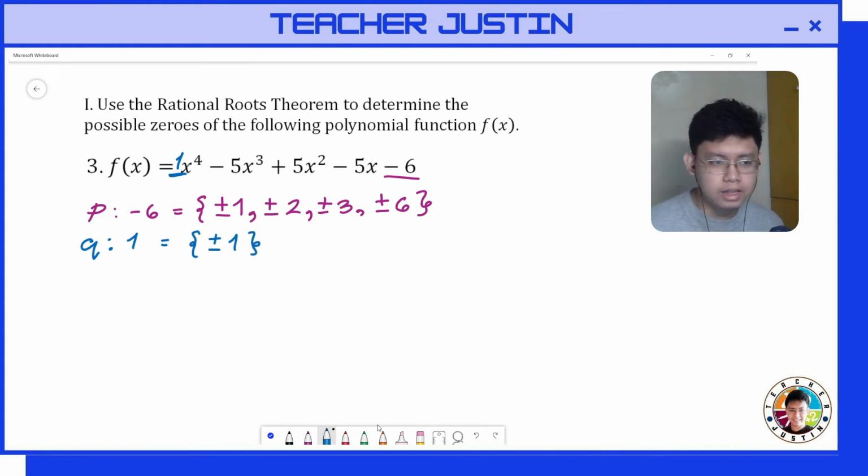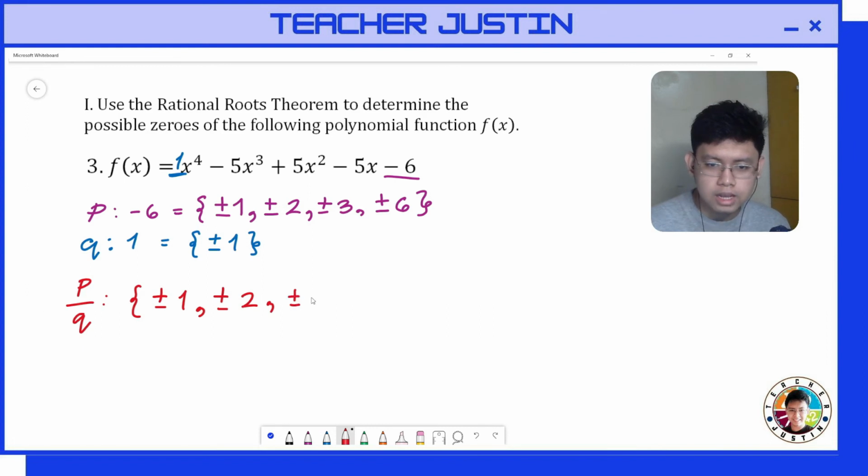Then let's identify the possible zeros by getting the value of p over q. So for the value of p over q, we will just divide the factors of our p and q. So let's start with 1 divided by 1. That will give us positive negative 1. Followed by 2 divided by 1. That will give us positive negative 2. Then 3 divided by 1. That will give us positive negative 3. And 6 divided by 1. That will give us positive negative 6.